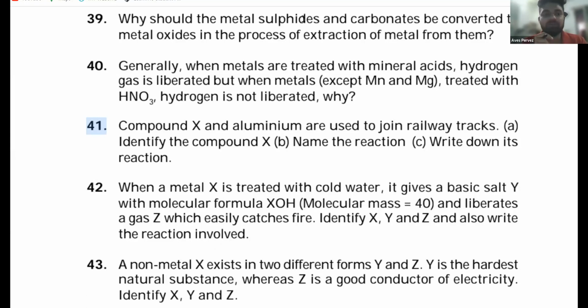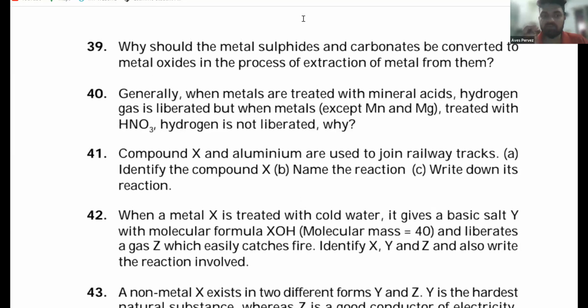So this is question number 14. Generally, when metals are treated with mineral acids, hydrogen gas is produced. When metals except magnesium and manganese are treated with HNO3, hydrogen gas is not liberated. Why? So please note down this question, and we have written the answer for it. Generally, when metals are treated with mineral acids, hydrogen gas is liberated, but when metals are treated with HNO3, hydrogen gas is not liberated. Why? Because HNO3 is a strong oxidizing agent. Okay, please note it down.